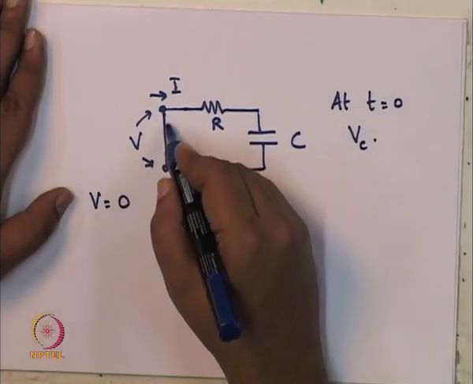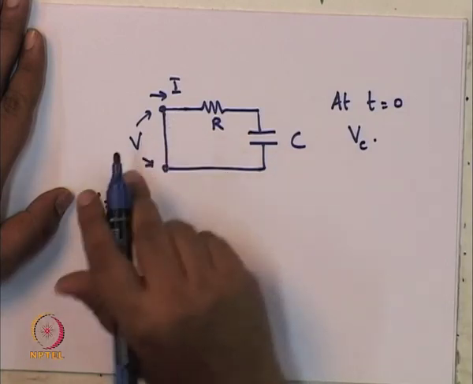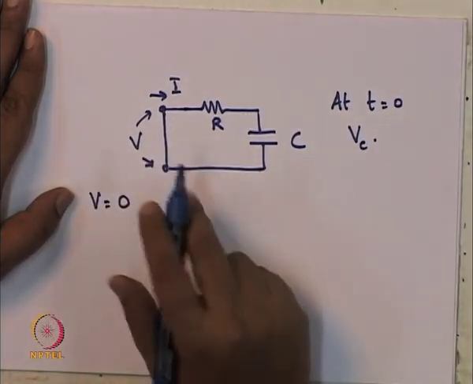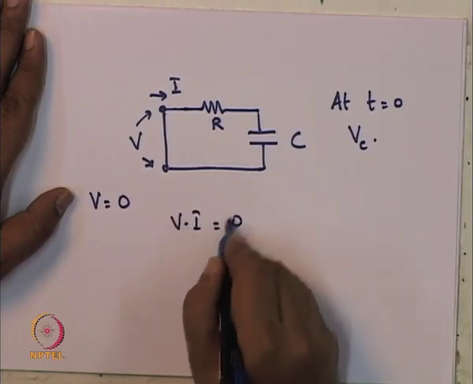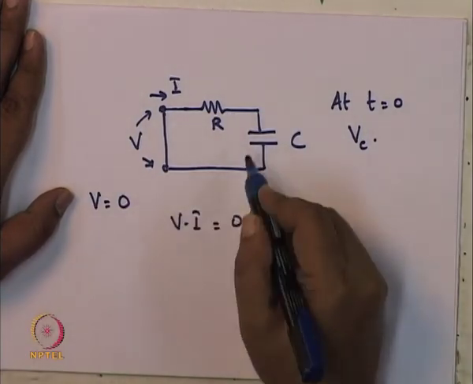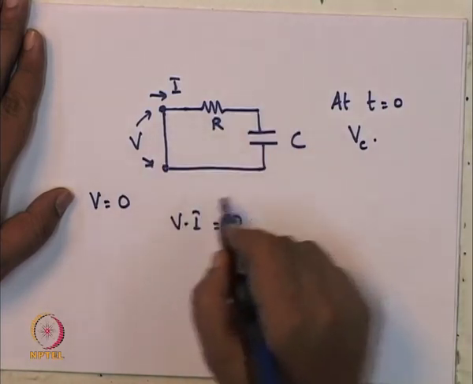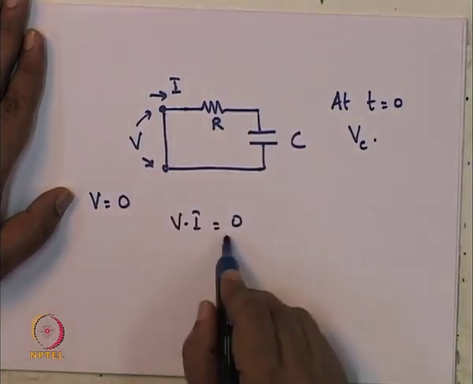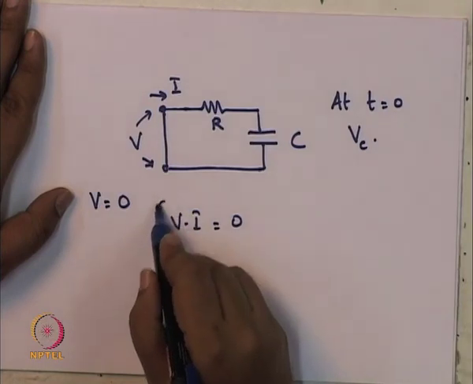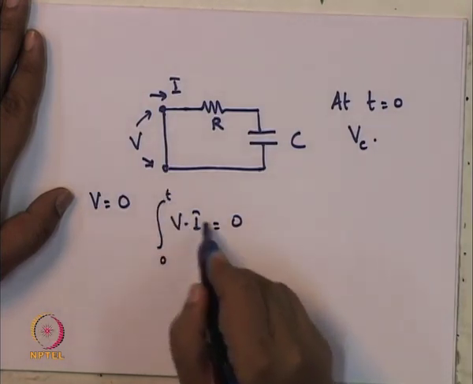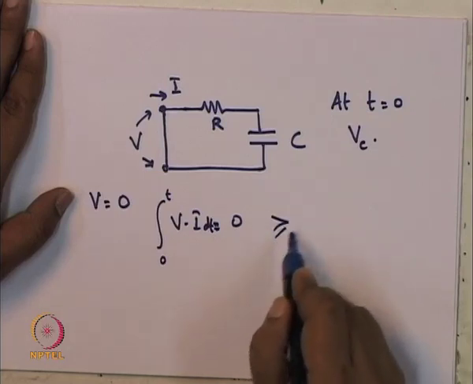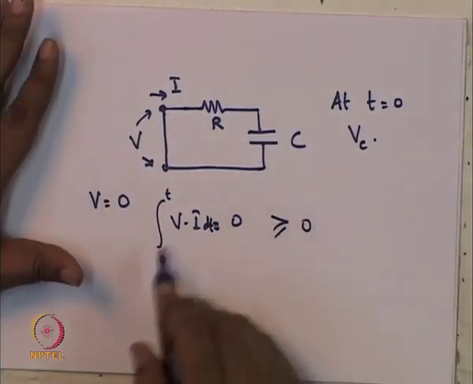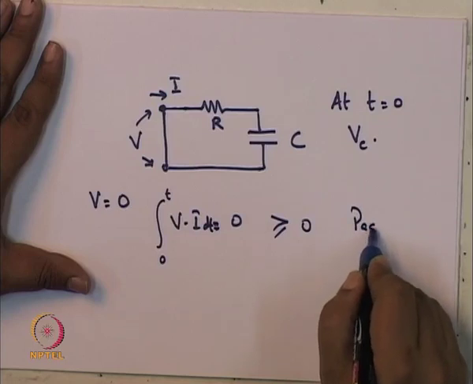Therefore, if you want to talk about supply of energy, well, the energy that is supplied in is V dot I, which is 0. But of course, in this circuit, we know something is happening. Even in this particular case, if you take the integral from 0 to t of Vi dt, this is 0, which is greater than or equal to 0. So, we could still continue to call it passive.